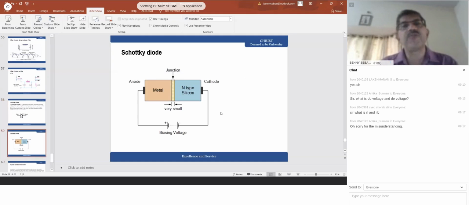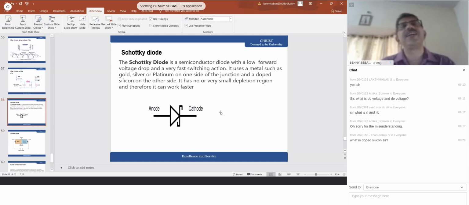So you need to remember that on one side, a metal is used. Scientists tried all the possibilities. Why should we go for semiconductor material on both sides? Can we use a metal on one side, any metal you can think of, gold, platinum, or silver, something like that, and the other side is a doped material, doped silicon? And you know that we got a very special diode over there, and it is very fast. It's very fast, and it has a very small depletion region.